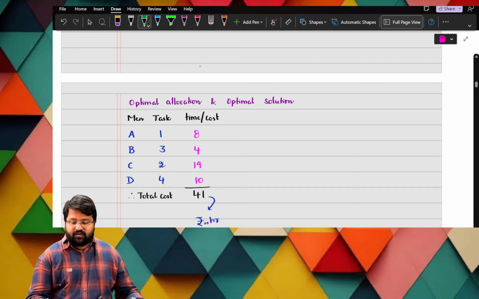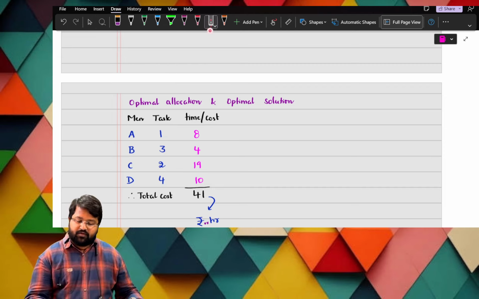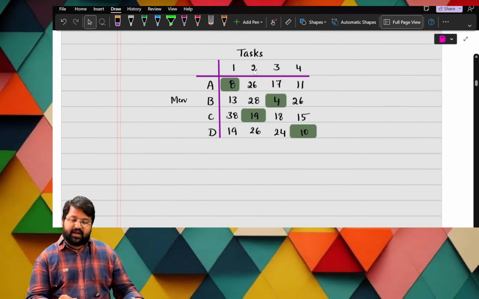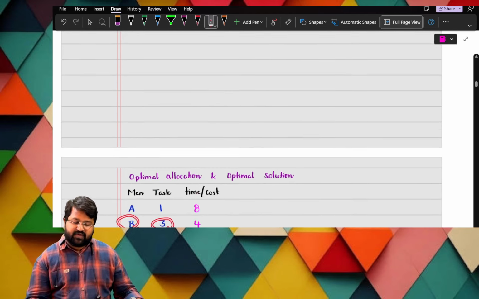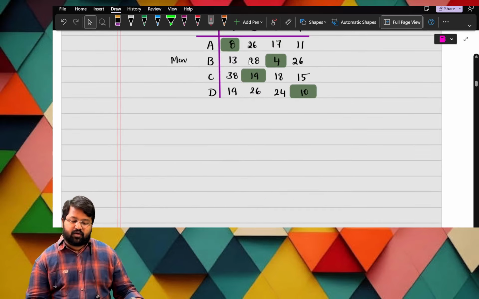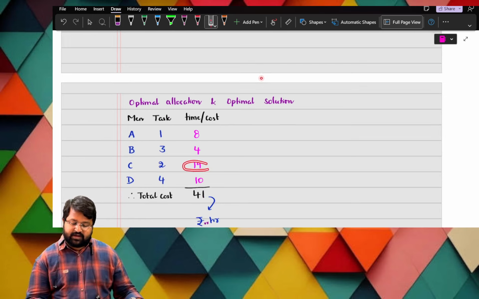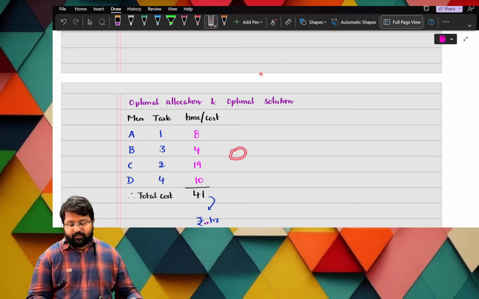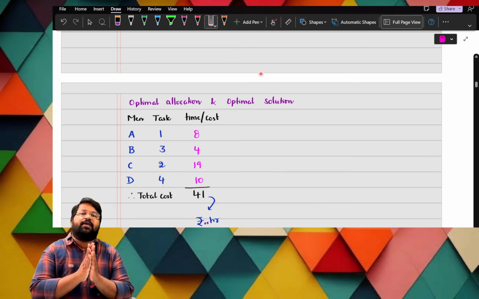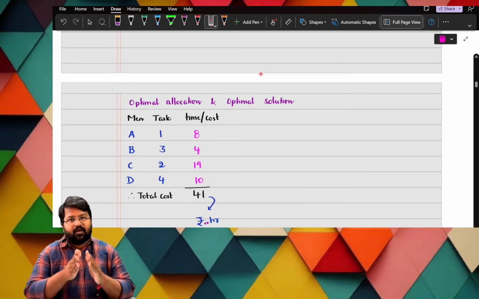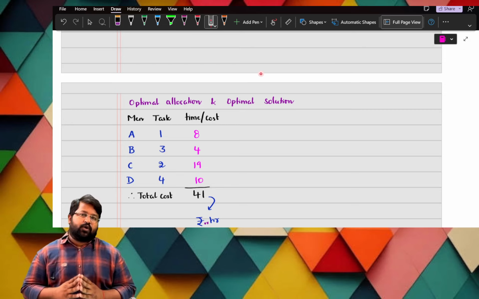For man A, task 1 is given, and with respect to time I marked 8 here. For man B, task 3 is given and the value is 4. Then C is 19 and D is 10. So the total is 8 plus 4 plus 19 plus 10, and we get 41. This can be cost or the number of hours to do a task. Are you okay with the example?